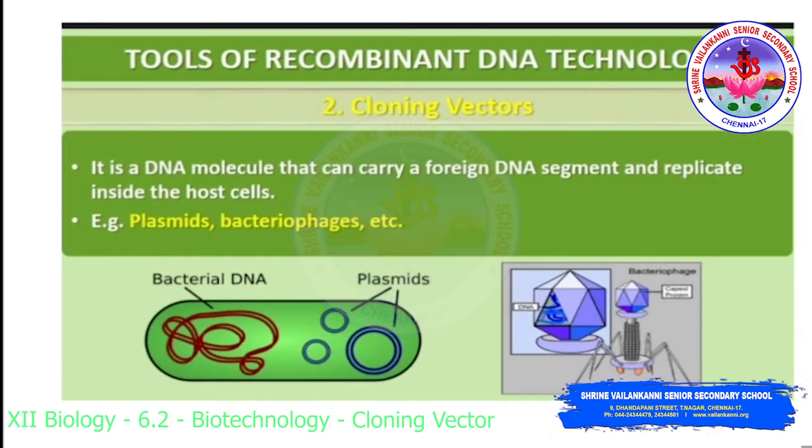In the tools of recombinant DNA technology, we are dealing with the cloning vector. It is a DNA molecule that can carry a foreign DNA segment and replicate inside the host cell. Examples are plasmids, bacteriophages, etc. On the left-hand side you can see the bacterial DNA and plasmid, a bacterial cell with a plasmid as a cloning vector. Here is a T4 bacteriophage structure.